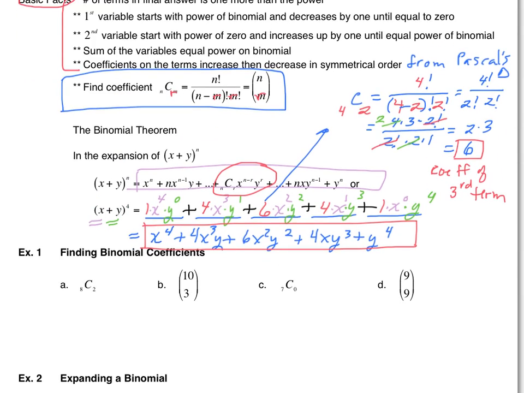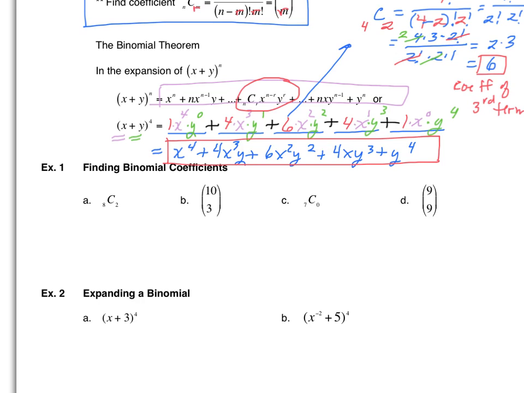All right, so let's look at these, and I want to talk about these only because it's just some difference in notation that you're going to have, and it's what we just did up here, finding the coefficients, but they've given you the combination notation.